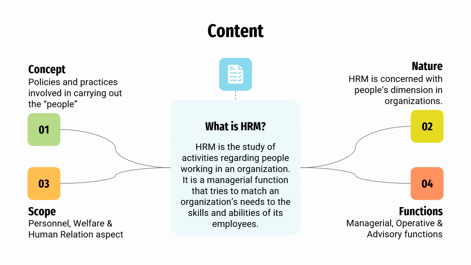Now let's take a look at the content that we will be covering in our slides. At first, there's the concept, which will introduce us to the policies and practices involved in carrying out the people in human resource management. Then, the second will be the nature of HRM, which is concerned with the people's dimensions in an organization. Then, with the nature, we'll take a look at the scope of HRM consisting of three aspects, namely personnel, welfare, and human relations. Lastly, we will end the presentation with the functions of HRM, namely managerial, operative, and advisory.